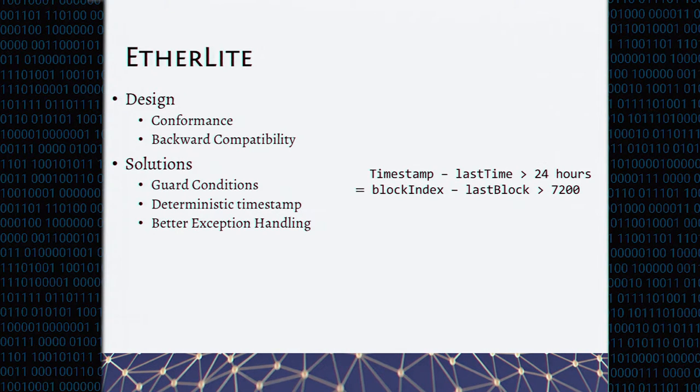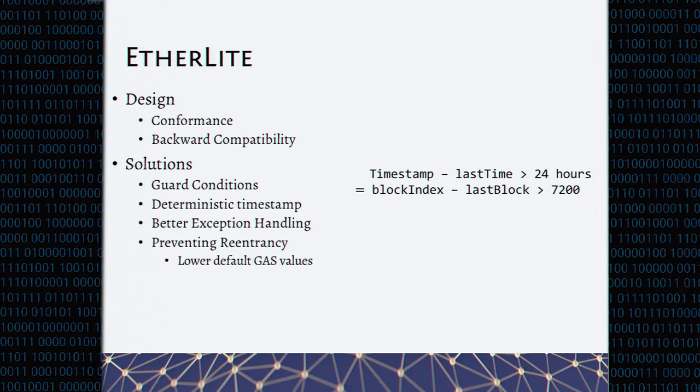The next is better exception handling. And this is simply done by ensuring that exceptions are fatal unless handled. They will always be propagated back up the call stack and will result in a transaction rollback if they're not handled. This would prevent attacks that take advantage of mishandled transactions.